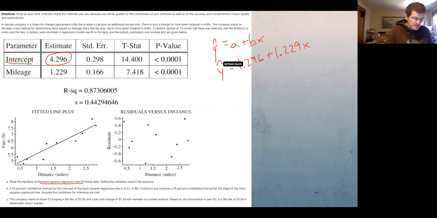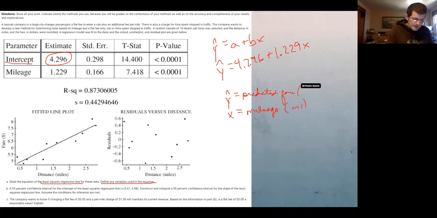All right, now this is not a final answer because it asks to define any variables used in the equation. And this is also some review from Unit 3, because what I could do right here is say that y hat is the predicted fare, and x is the mileage. And I could put miles just to show the unit, and dollars.